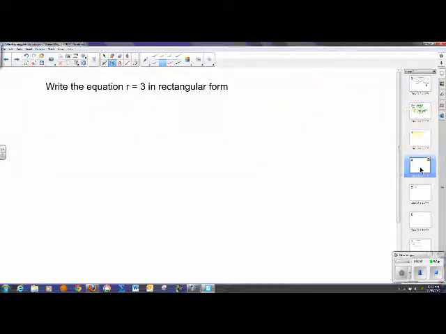To our next example, this is a little bit different. We want to write an equation of r equals 3 in rectangular form. So this r equals 3 here, this is in polar. So now we're talking about converting polar equations to rectangular equations.